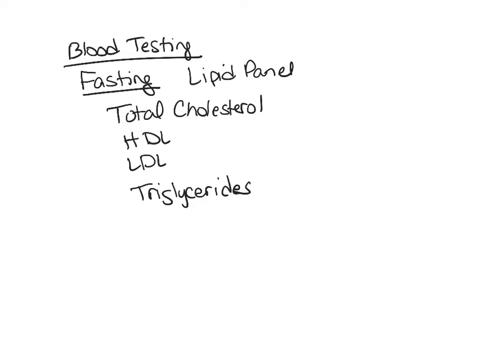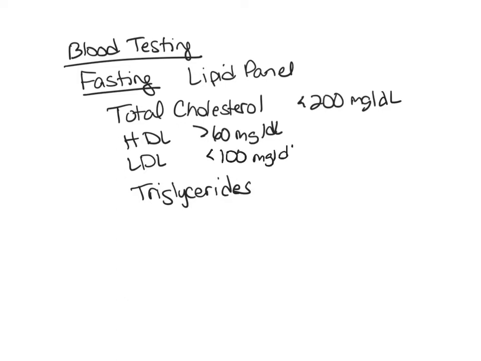We'll just go over the desirable amounts right here. The total cholesterol desirable amount would be less than 200 milligrams per deciliter. A normal HDL level would be anything greater than 60 milligrams per deciliter. Normal LDL levels would be anything less than 100 milligrams per deciliter, and normal triglycerides would be anything less than 150 milligrams per deciliter.